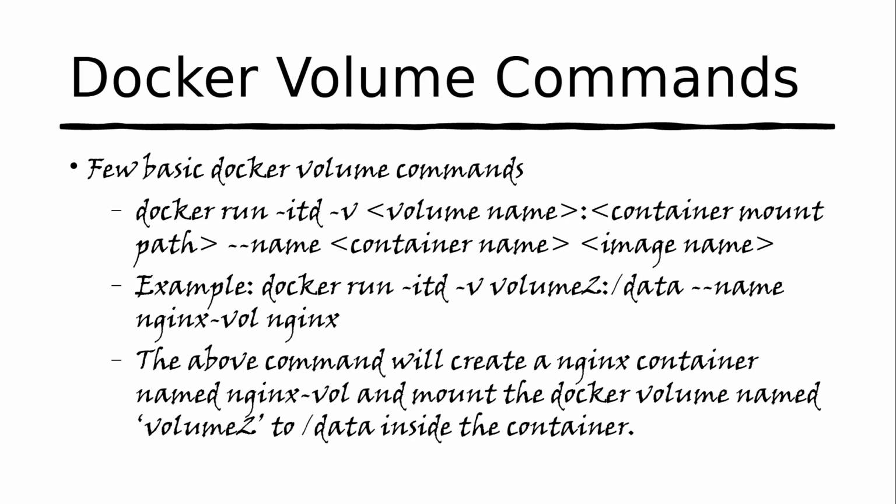For example, docker run -itd -v volume2:/data --name nginx-vol nginx will create an nginx container named nginx-vol and mount the Docker volume named volume2 at /data inside the container.